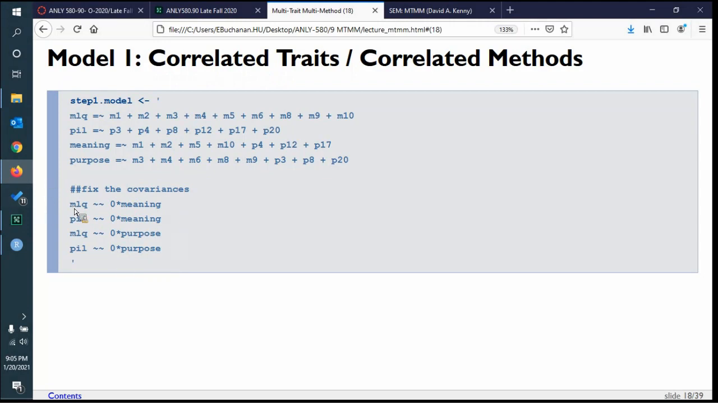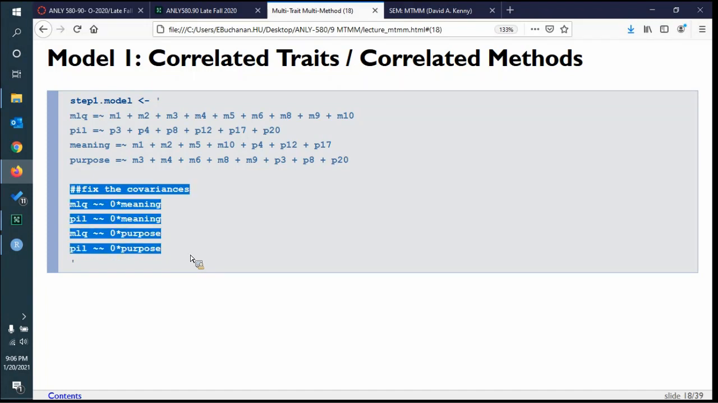So I say, okay, the MLQ is not correlated with meaning. The MLQ here, the pill, is not correlated with meaning. MLQ is not correlated with purpose, and the pill is not correlated with purpose. It's a little easier to turn them off rather than turn them all off and turn them on. Most people do it this way. Well, you could say orthogonal equals true and then only turn some of them on, but this is a little easier.